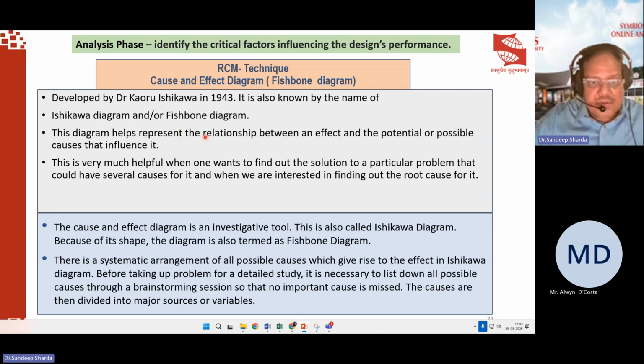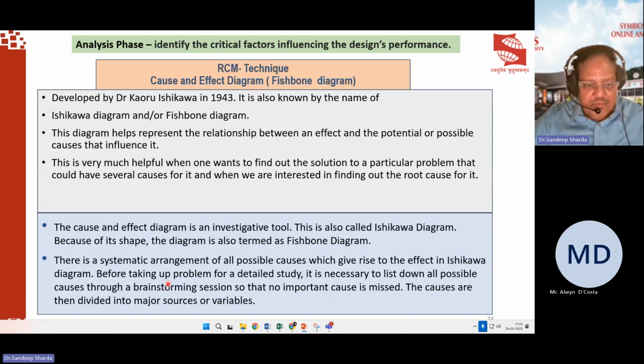These diagrams help represent the relationship between the effect and the possible causes that influence it. The cause and effect diagram is an investigation tool, also called the Ishikawa diagram because of its shape. It is also termed a fishbone diagram. There is a systematic arrangement of all the possible causes which give rise to the effect.